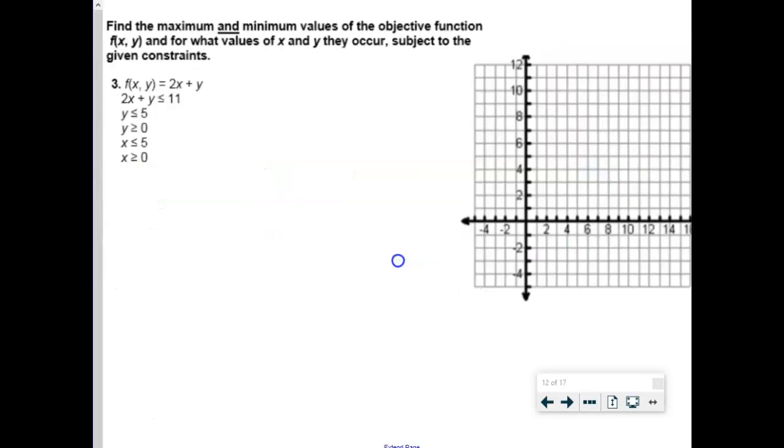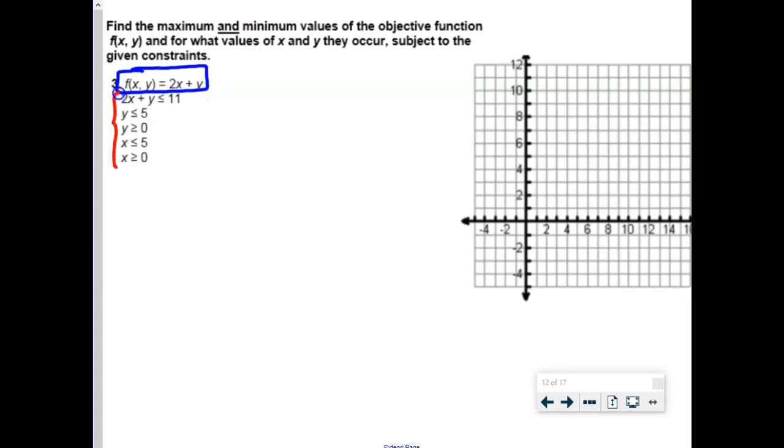Moving along. This one is, man, I really messed up the graph last hour on this one. Let's see if I can do better this time. So there's no story problem associated with this question. It's just straight up, here's your objective function and here's your constraints. So objective function, 2x plus y, we'll come back to that at the end of the problem.